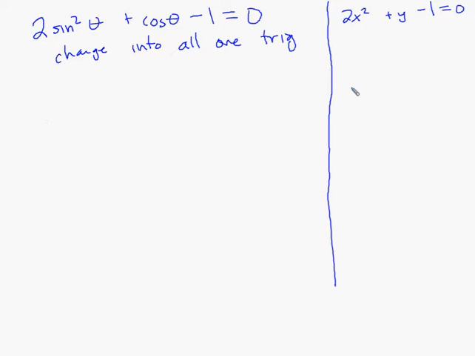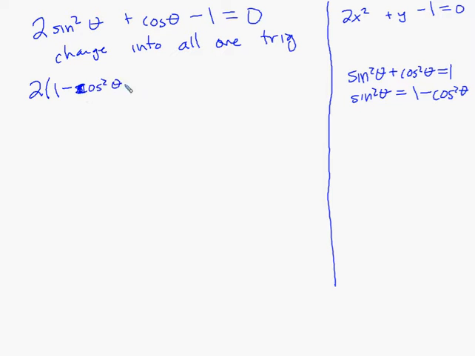We have this Pythagorean identity: sine squared theta plus cosine squared theta equals 1. And I have a cosine here. I'm not going to be able to change this cosine because it's not squared. But I can change the sine squared. So sine squared equals 1 minus cosine squared from this formula. So if I replace that, I have 2 times 1 minus cosine squared theta plus cosine theta minus 1.